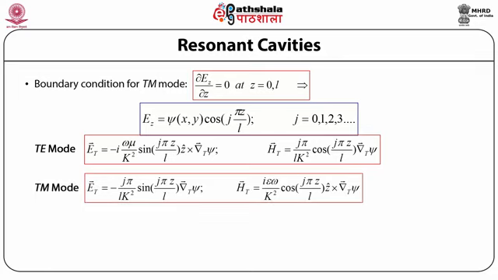For the transverse magnetic mode, we get the transverse component of the electric field as given by minus j times pi by L times capital K square, times sine of j pi z by L times the transverse component of the del operator acting on the wave function psi, and the transverse component of the magnetic field vector H transverse is equal to iota times epsilon omega by capital K square, times cos of j pi z by L times the unit vector z cross product with the transverse component of the del operator acting on the wave function psi.